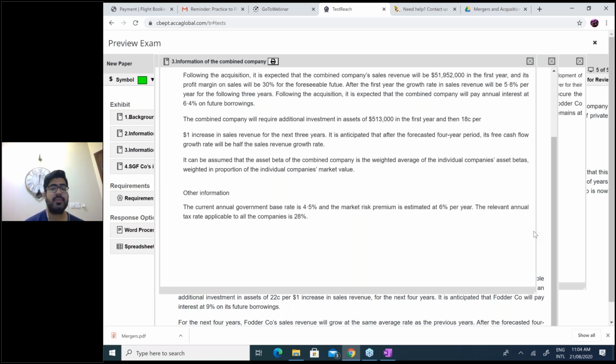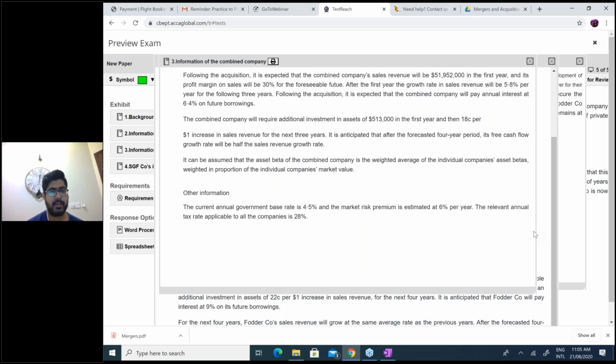It can be assumed that the asset beta of the combined company is the weighted average of individual companies' asset betas, weighted in proportion to individual companies' market value. We will discuss this point in WACC, that you need to assume that the asset beta of the combined company is the weighted average of individual companies' asset betas.